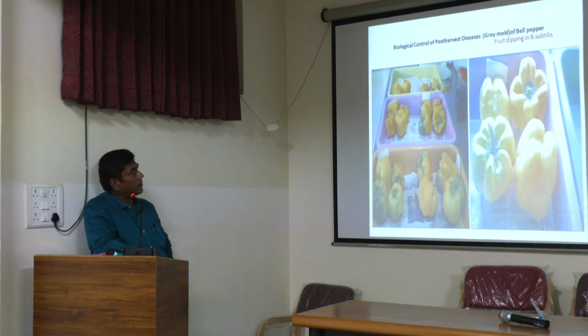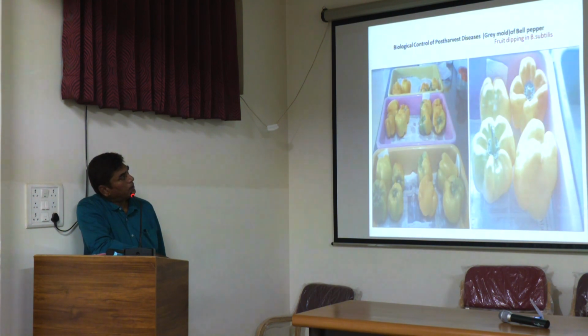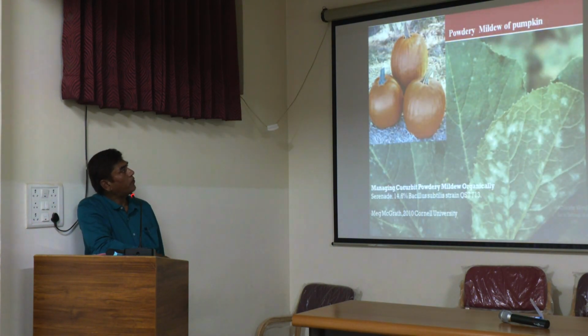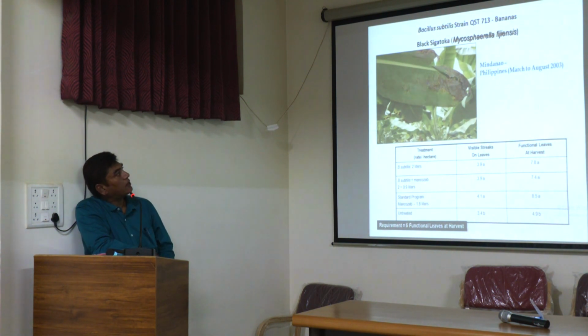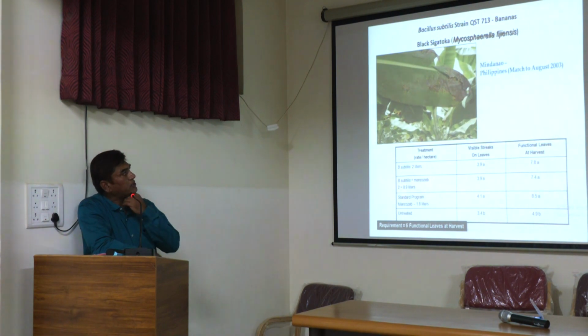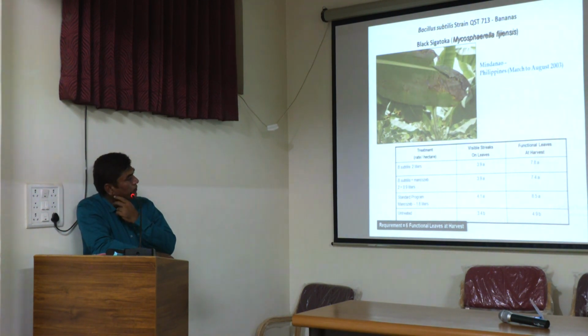So in case of capsicum, grey mold, Botrytis cinerea, fruit dripping, Bacillus subtilis gives good control. Powdery mildew in case of pumpkin, Erysiphe, is very well managed by Bacillus subtilis strain QST 713. Sigatoka, Mycosphaerella fijiensis, is controlled by Bacillus subtilis strain QST 713, very good control.